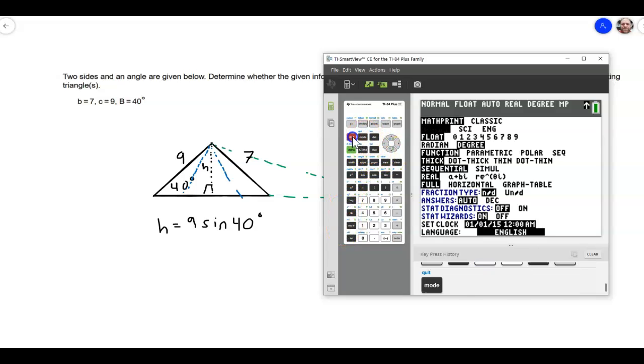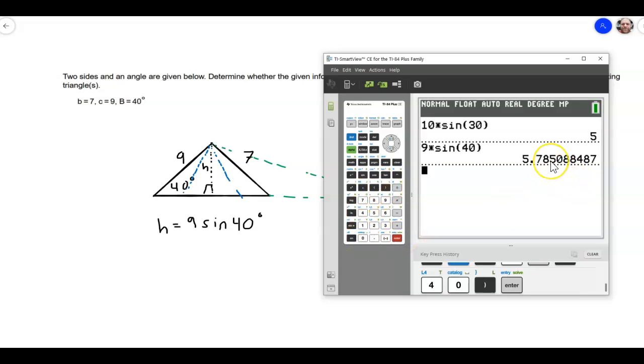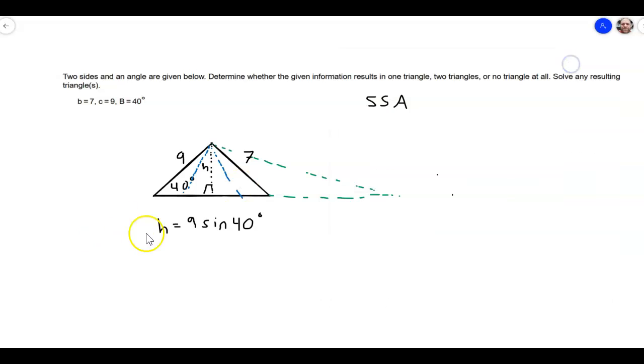Mode, we're in degrees. So 9 times the sine of 40 degrees is equal to about 5.79. We'll go 2 decimal places. So about 5.79. So that means that this is 5.79.